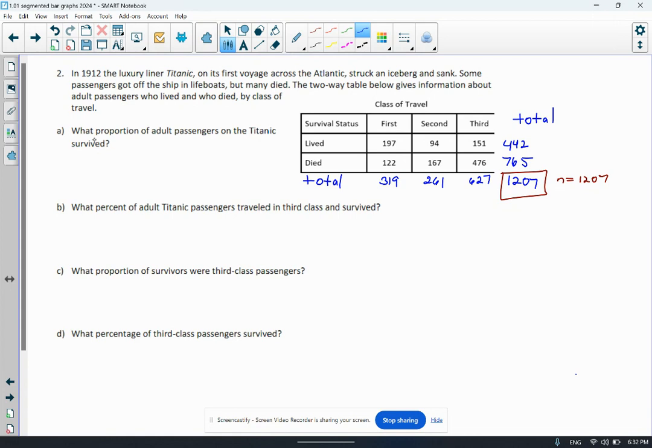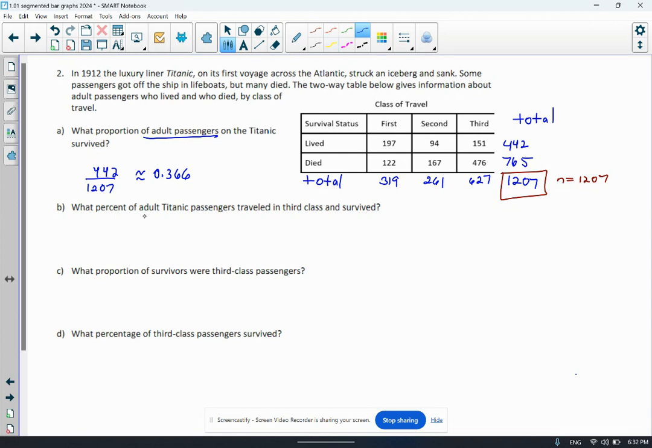And the problem asks, what proportion of adult passengers? So that's what goes into the denominator. You're talking about the whole sample size, the whole sample. And the number of adult passengers on the Titanic who survived. So in the denominator is the 1207, and the number who survived, now you're going to look at the row total, and 442 survived. And that is, when you look at the proportion, rounded to 3 decimal places, .366.